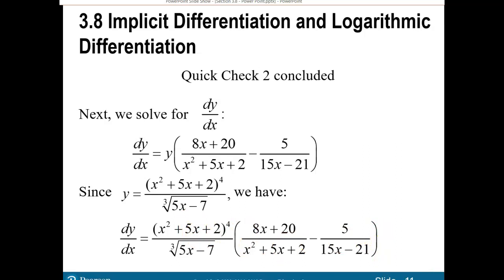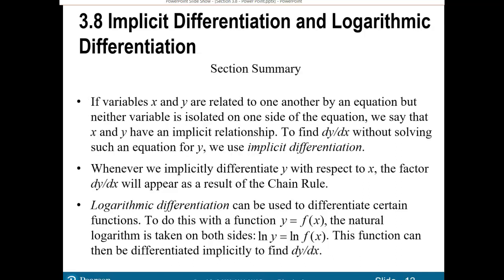All right, so our summary for this section. If variables x and y are related to one another by an equation, but neither variable is isolated on one side, that's when we have an implicit situation. So to find dy dx without solving the equation for y, we follow the implicit process. Whenever we implicitly differentiate y with respect to x, don't forget that the dy dx factor will appear anytime you differentiate a term involving y. That's a result of the chain rule.